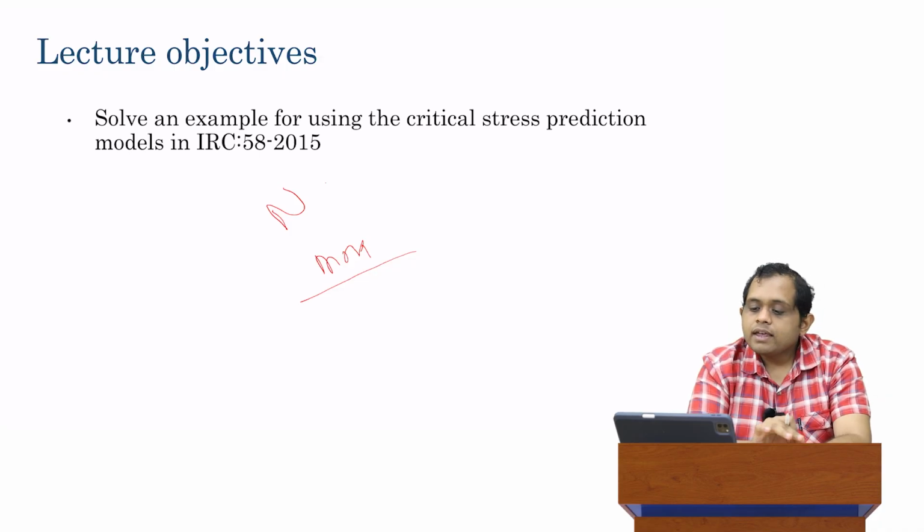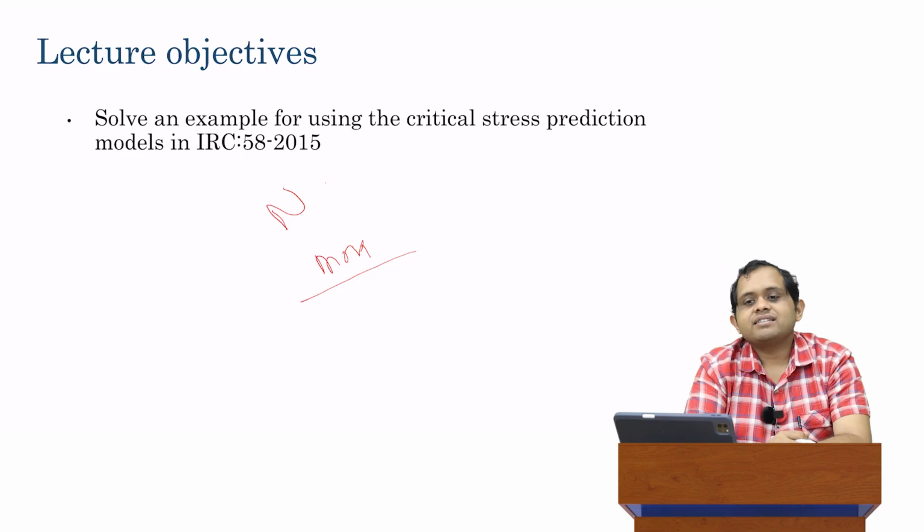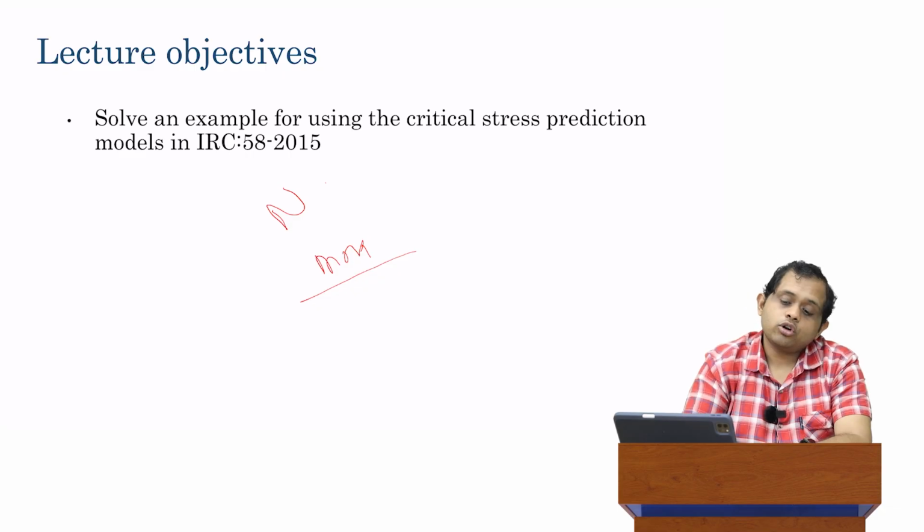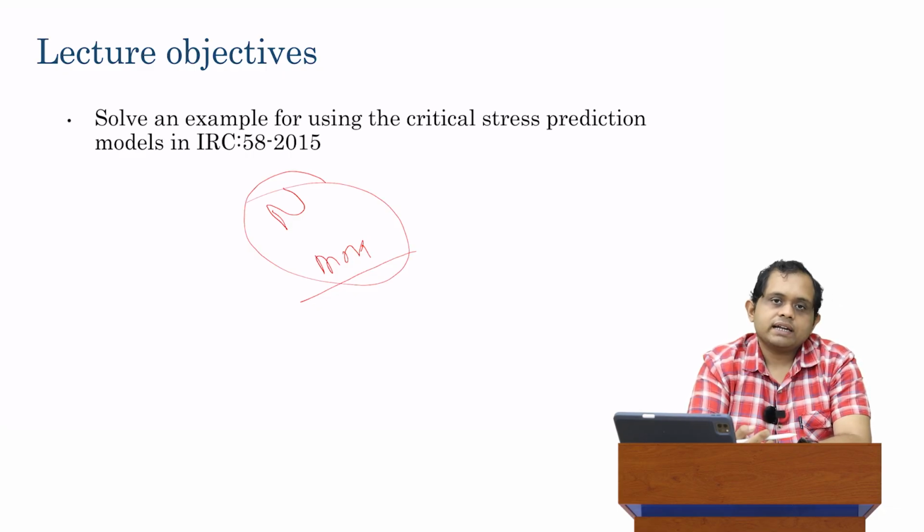With the regression equations in IRC 58, however, which I want to show in today's lecture, this is not sufficient. You cannot choose a consistent set of units. Instead, you have to go through the entire description of the equations, and we'll do that today. You need to check exactly which units are recommended to be used, and you must use exactly those units.